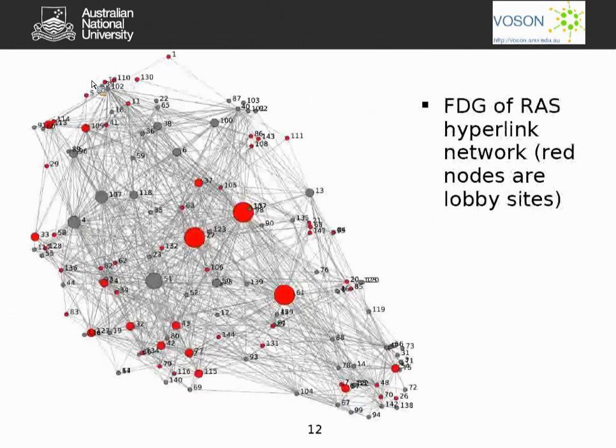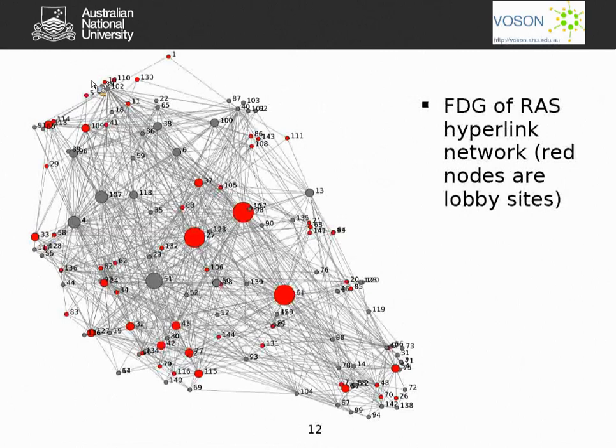And this is the force-directed graph of the hyperlink network. Again, this time node size is proportional to in-degree. So we've got these three big nodes here that are lobby sites. We've got a cluster down here which are research sites, but that's not really of relevance to the paper.